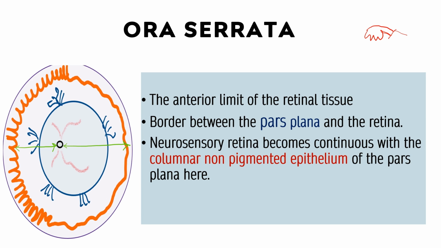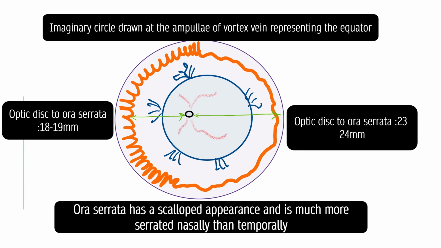At the ora serrata, the neurosensory retina becomes continuous with the columnar non-pigmented epithelium of the pars plana. Now, if you can see this diagram over here, the imaginary circle drawn at the ampullae of the vortex veins is the equator. And drawn in orange color is your ora serrata. If you carefully observe, the ora serrata is situated at a distance of about 18 to 19 millimeters on the nasal side from the optic disc, whereas on the temporal side, it is situated at a distance of about 23 to 24 millimeters.